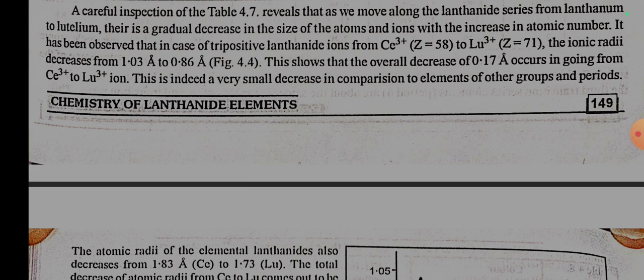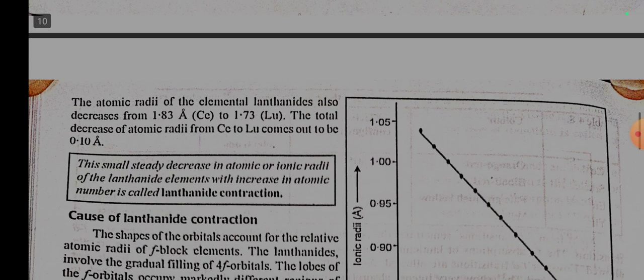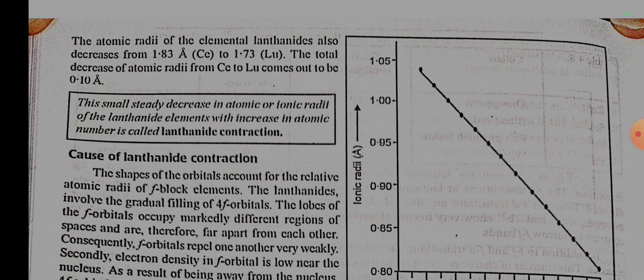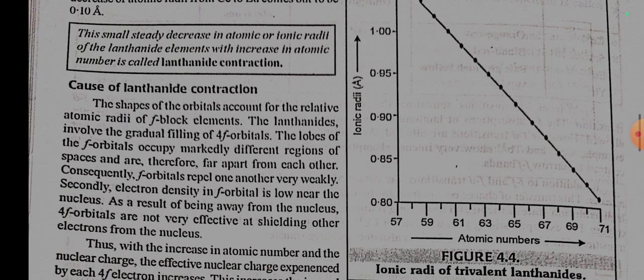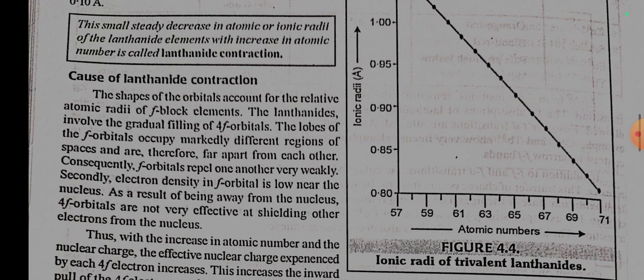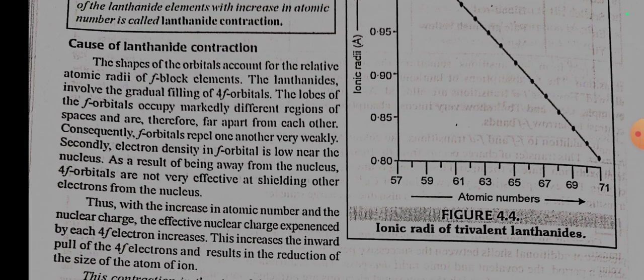This is indeed a very small decrease in comparison to elements of other groups and periods. The atomic radii of the elemental lanthanides also decrease from 1.83 Å to 1.73 Å. The total decrease of atomic radii from Ce to Lu comes out to be 0.10 Å. This small steady decrease in the atomic or ionic radii of the lanthanide elements with increase in atomic number is called lanthanide contraction. Cause of lanthanide contraction.